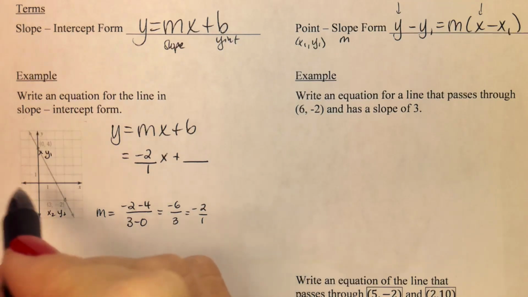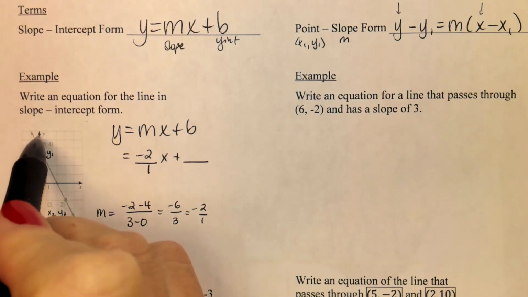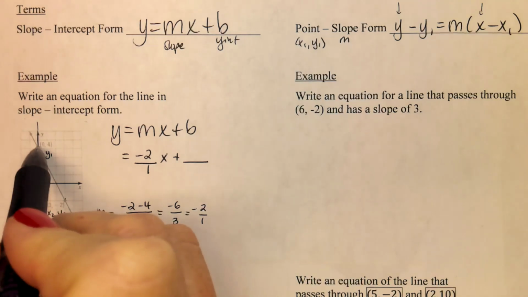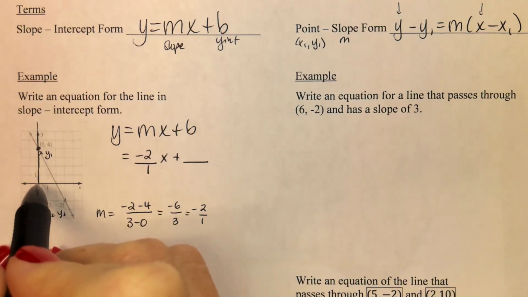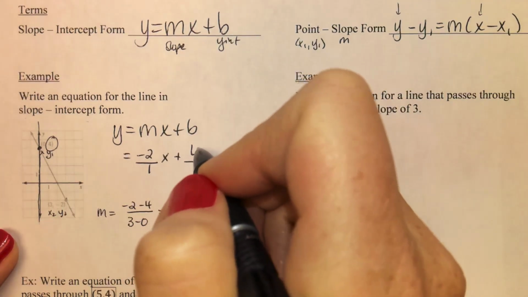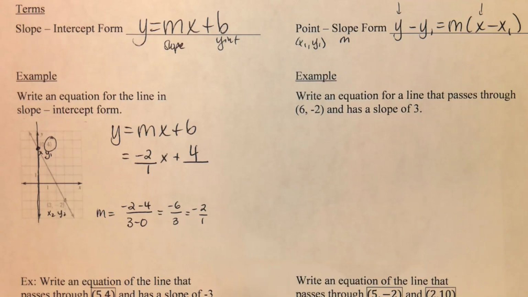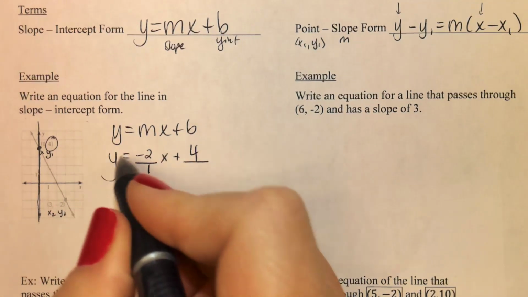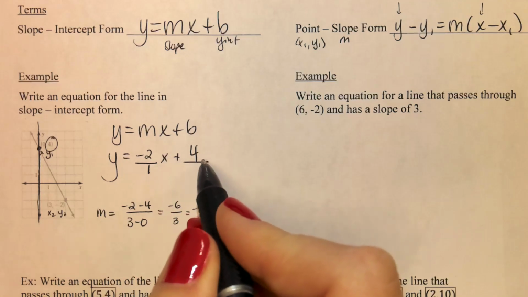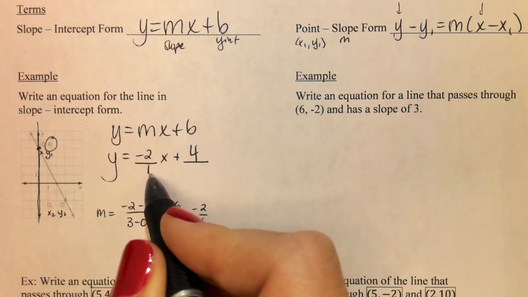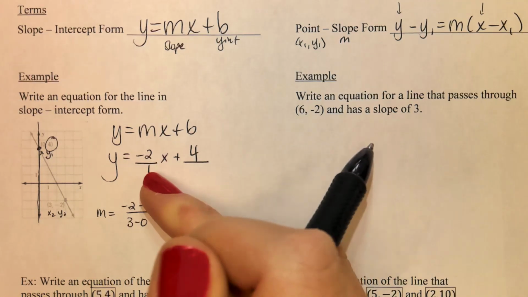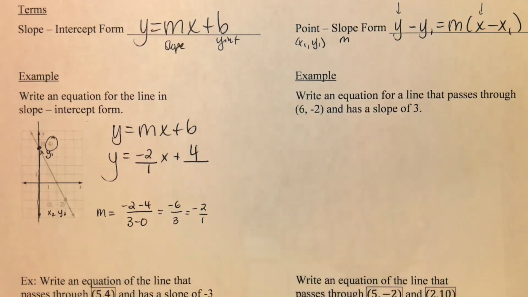And then y-intercept, that's where you cross the y-axis. And this line crosses the y-axis right there at 4. Make sure you use the y value, not the x value. So our equation is y equals negative 2 over 1x plus 4. You don't really need the over 1. That's kind of why I wrote it down below there. So you could just write negative 2x plus 4.